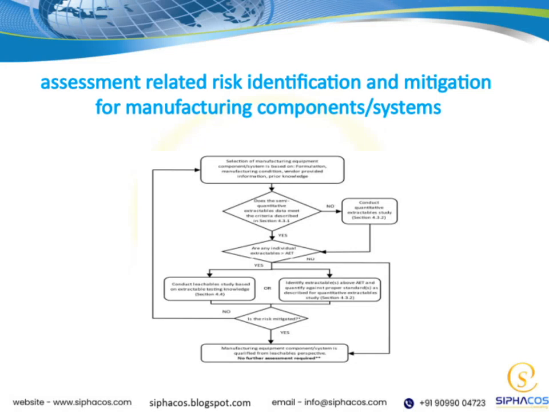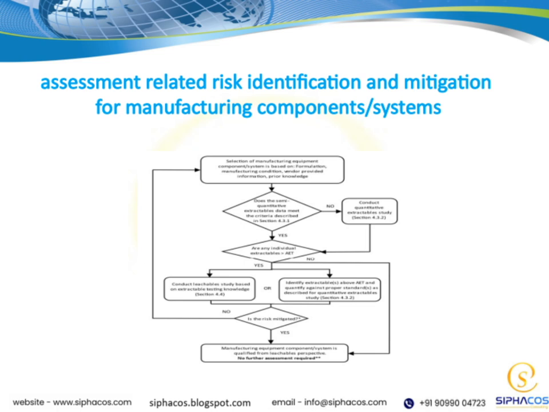Let's dive into assessment, related risk identification and mitigation, specifically for manufacturing components and systems. This is a critical area because identifying potential risks early on allows us to prevent costly failures down the line. The first key point is that risk identification involves a thorough analysis of all stages in the manufacturing process. We need to look at every component, every system, and every process to spot where things might go wrong.